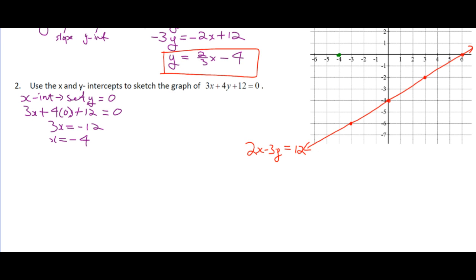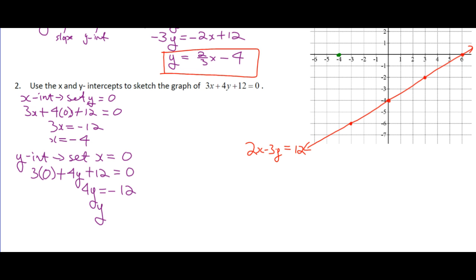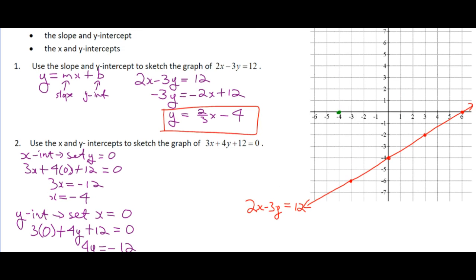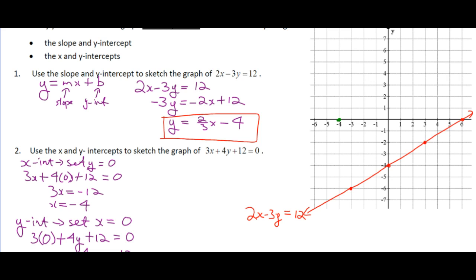How do I get the y-intercept? We set x equal to 0. So 3 times 0 plus 4y plus 12 equals 0. 4y is negative 12. Y is equal to negative 3. And put this back, so the y value is negative 3.